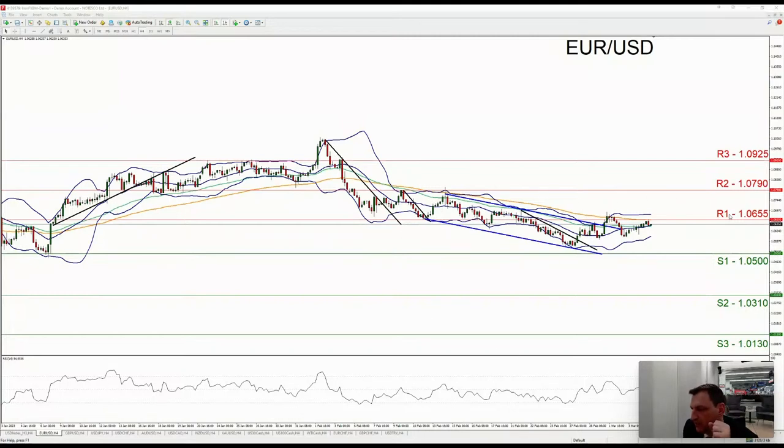I would maintain my bias for sideways motion between the 1.0655 and the 1.05, yet the voice of research once again suggested that the S1 could be a little bit higher, reaching this throw here. I wouldn't argue that. I would agree. Should the bulls take over, we expect the 1.0655 resistance line to be clearly broken, in which case we may see the pair aiming, if not reaching, the 1.079.